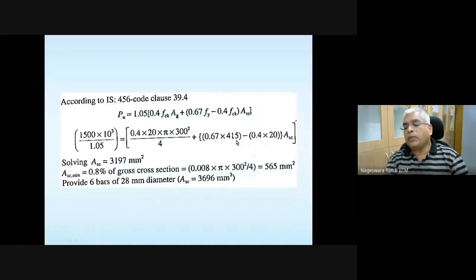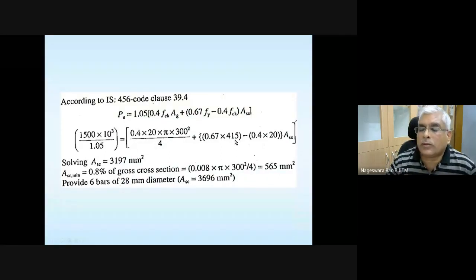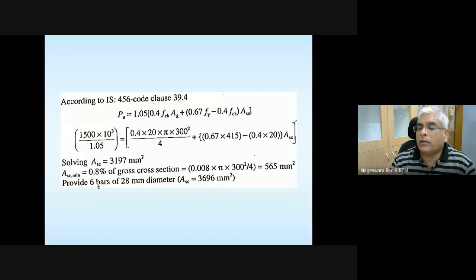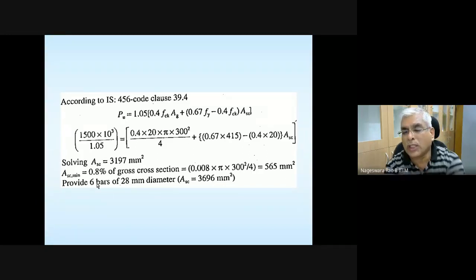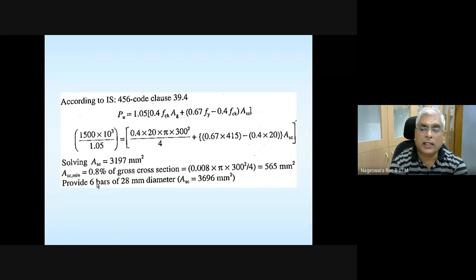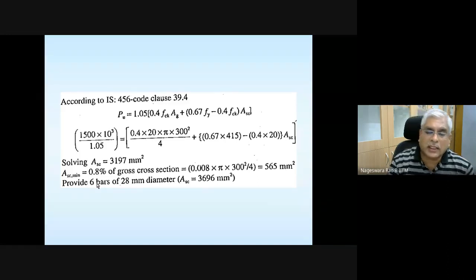And the rest of the procedure is similar to whatever we discussed. An area of steel is calculated and also compared with minimum reinforcement requirement. And once the area of steel is known, you decide on the diameter of the bar. You choose the number of bars. Okay. Please note that this section is a circular section.